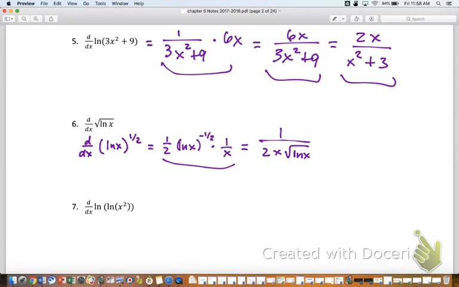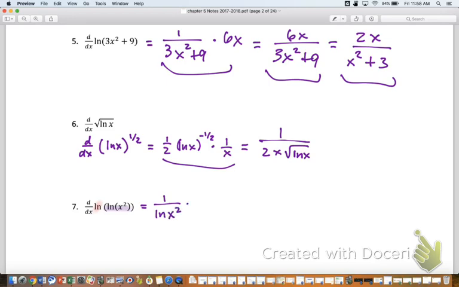Okay, and then number 7, the last one up there on the screen. Remember that this is ln of x squared. So obviously it's a multiple composite, a double composite. And so if I'm going to differentiate this, the first thing I need to do is identify the outside function, that's ln, and then the inside function would be, for now at least, natural log of x squared. So the derivative of natural log of whatever is equal to 1 over whatever it is. So it's going to be 1 over natural log of x squared.